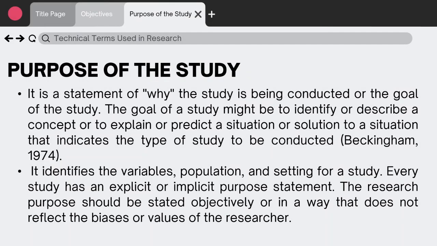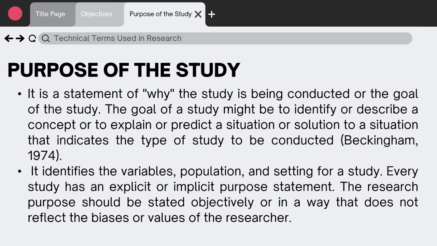Next, we have the purpose of the study. It is a statement of why the study is being conducted or the goal of the study. The goal of the study might be to identify or describe a concept or to explain or predict a situation or solution to a situation that indicates the type of study to be conducted. So it identifies the variables, population, setting for study, and every study has an explicit or implicit purpose statement. The research purpose should be stated objectively or in a way that does not reflect the biases or values of the researcher.